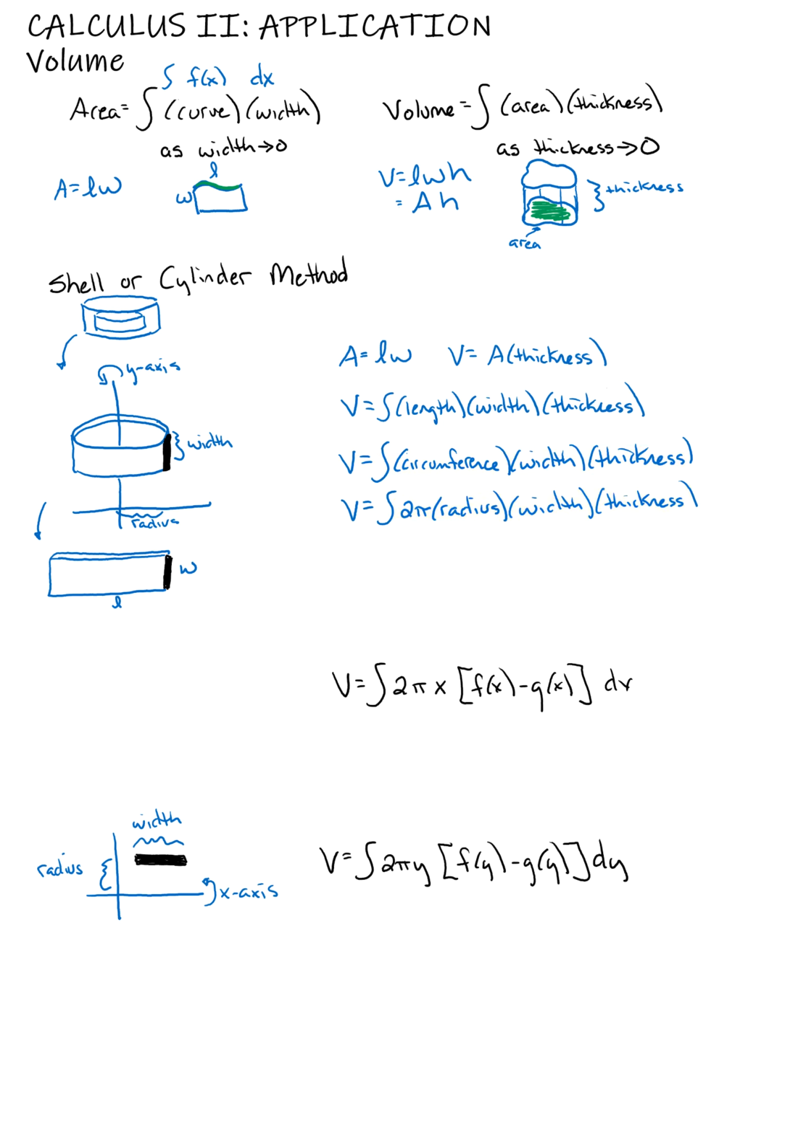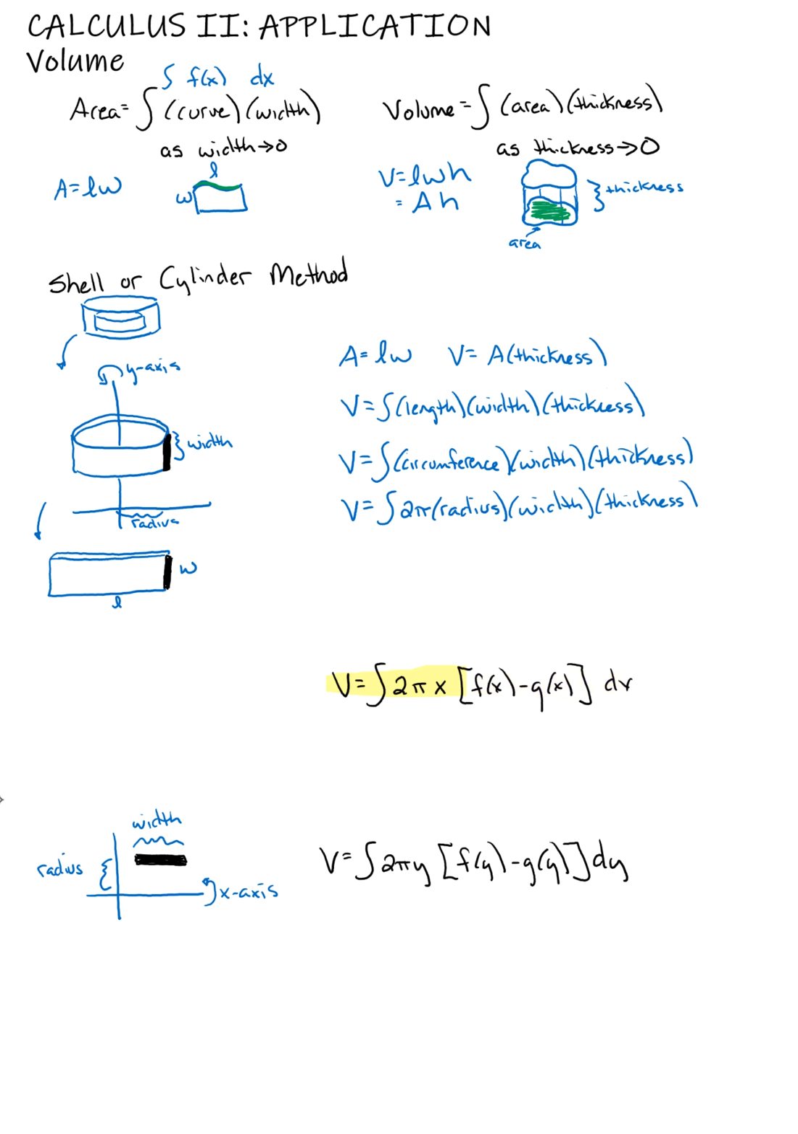Our formula is the volume is equal to the integral of 2 pi times our radius, but our radius in this situation is an x value. So our radius is just the x value. And then our width is the difference between our two functions, f of x minus g of x. And then finally our thickness is our delta x, which is approximated by dx.